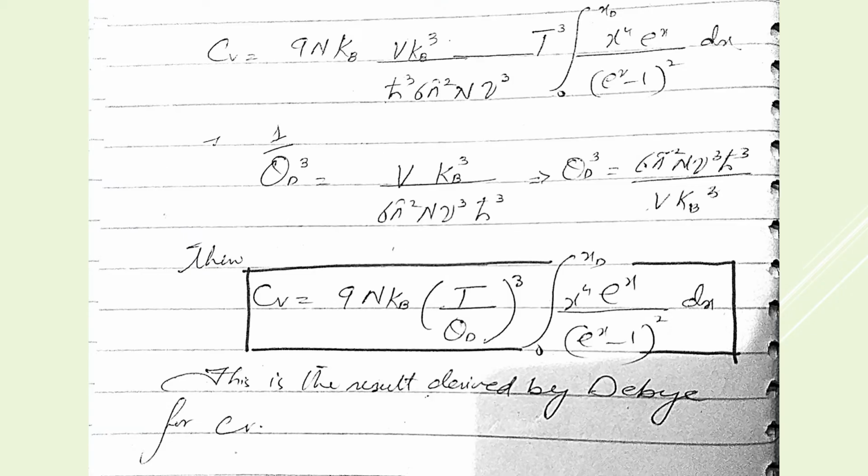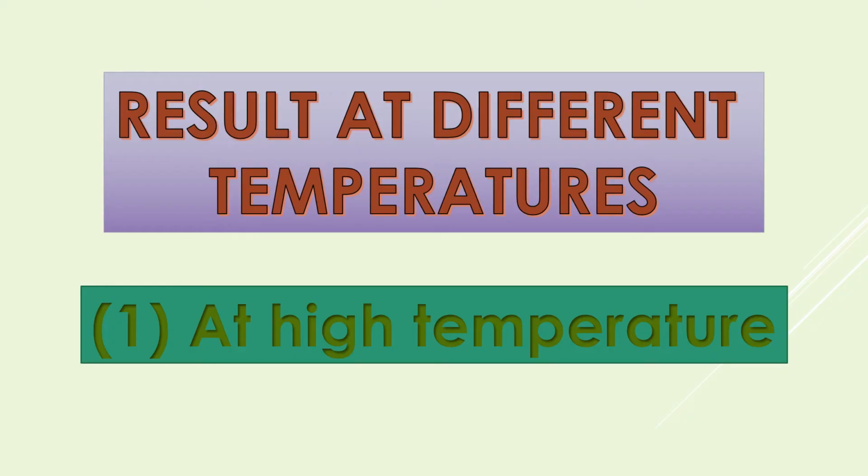From here we get 1 over theta D cube is equal to V into kB cube divided by 6 pi square and nu cube ħ cube. That gives theta D cube is equal to 6 pi square and nu cube ħ over V kB cube. Then CV is equal to 9N kB into T over theta D cube integral 0 to x of x power 4 e^x over e^x minus 1 whole square dx. This is the result that was derived by Debye for the specific heat at constant volume CV.